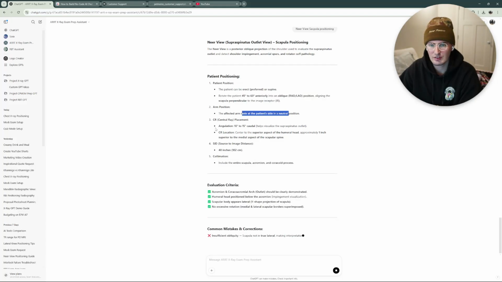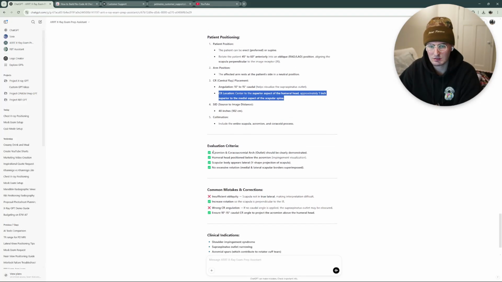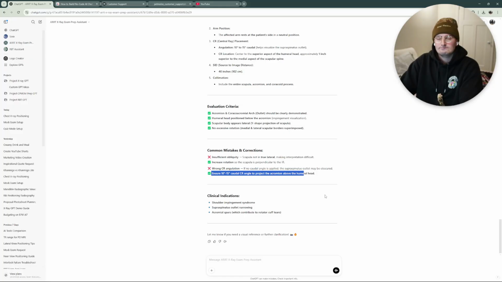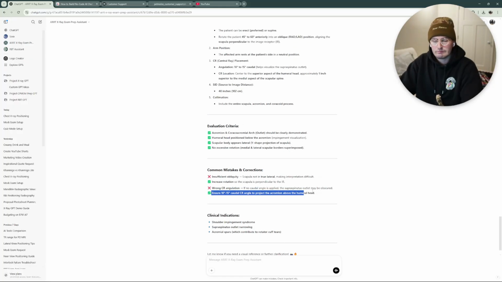Arms rest at the patient's sides, angulation, can't forget that. I mean, look, evaluation criteria: the acromion and coracoacromial arch outlet should be clearly demonstrated, with the humeral head positioned below the acromion. And these are common mistakes. This is cool: insufficient obliquity, increased rotation, and it tells you how to fix it. Wrong CR angulation: if no caudal angle is applied, the supraspinatus outlet may be obscured. Ensure. Dude, if you're not using this already, get to it.